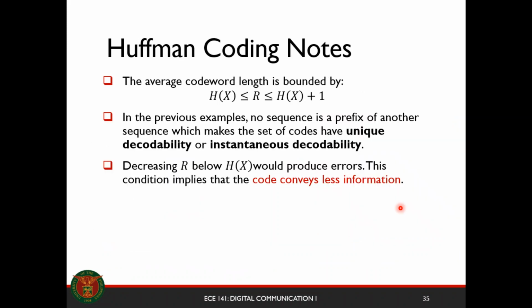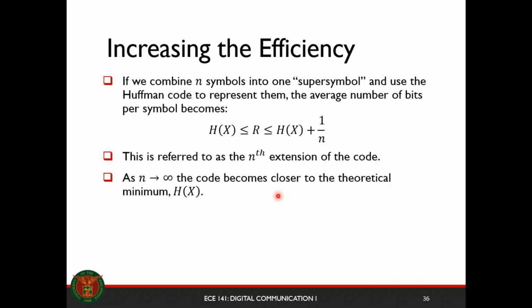So decreasing r below H(X) again would produce losses or errors, because this means that your source is trying to convey less information than it actually does. So how do we increase the efficiency of Huffman coding more? Maybe if we combine the symbol outputs of your data X into one super symbol. Let's say you take n of those, create one super symbol, and use the Huffman code to represent your new set of symbols. The average number of bits will go down, okay?